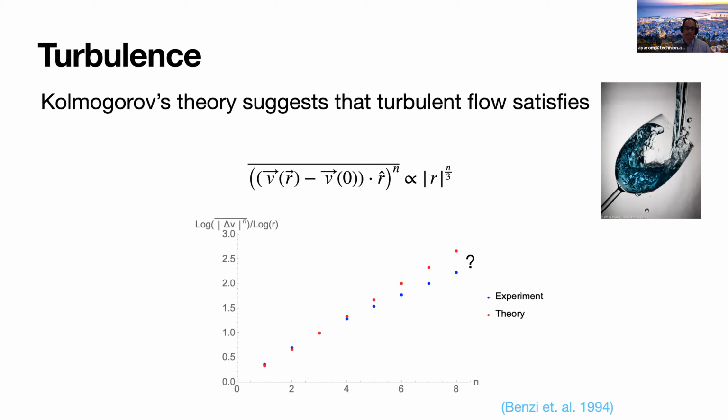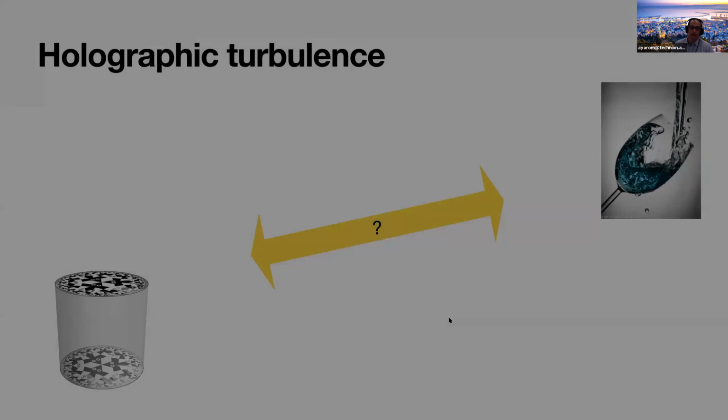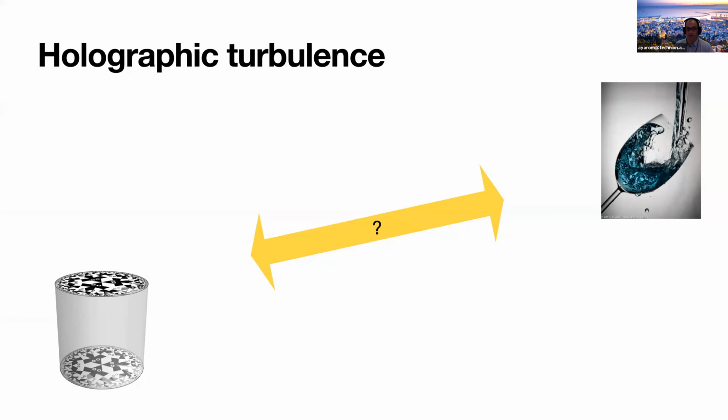And like I said, there are various techniques one can try to use to understand turbulent behavior. Looking at this from the point of view of our community, we can try and use holography to maybe make some statement about how exactly these correlation functions should behave. By that, what I mean is, we can try to look for some sort of holographic dual of turbulent behavior.